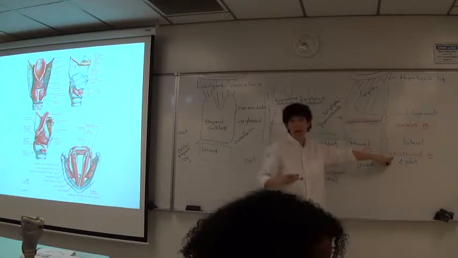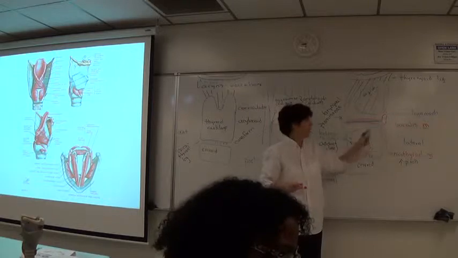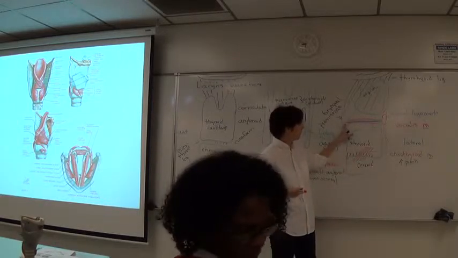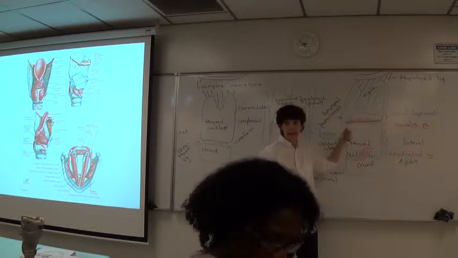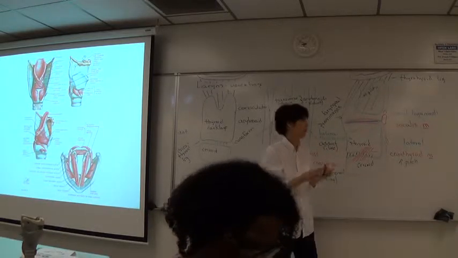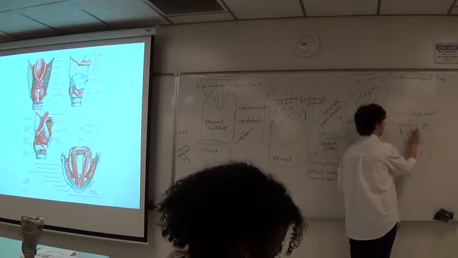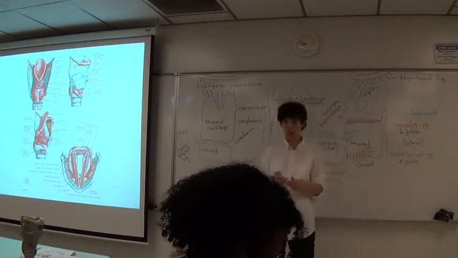And it's going to do the opposite of cricothyroid. It's an antagonist to cricothyroid. So remember, it's going from thyroid to arytenoid, so it's going to pull those two structures together. It's going to decrease tension and decrease pitch, so it'll lower the voice.